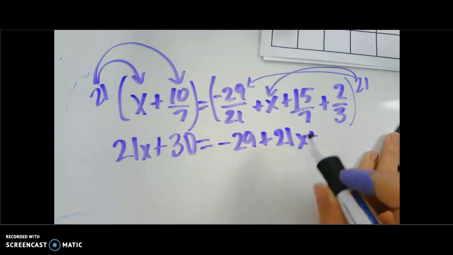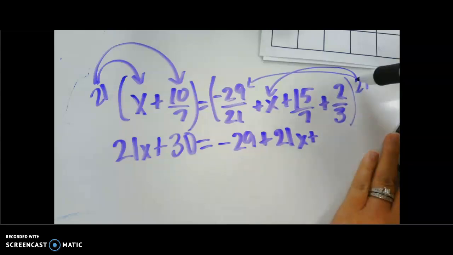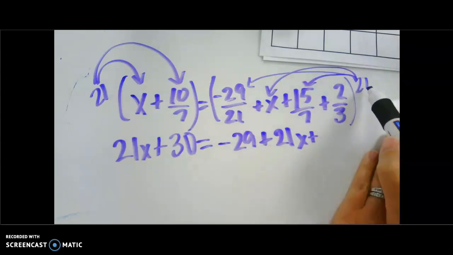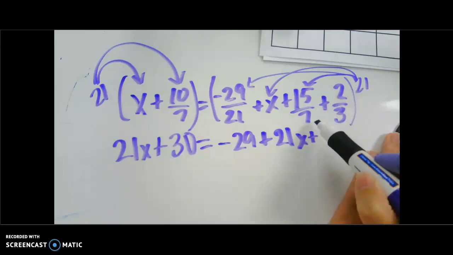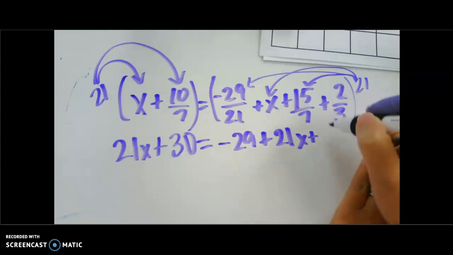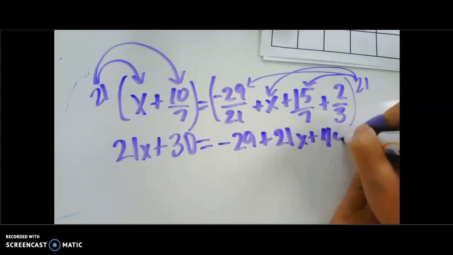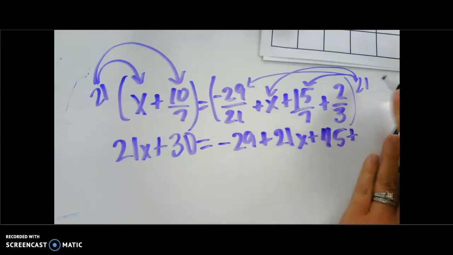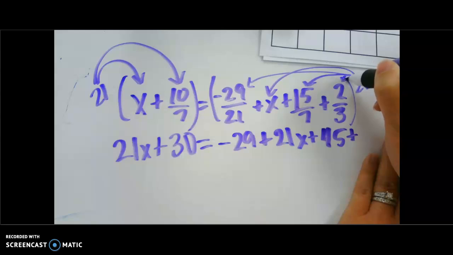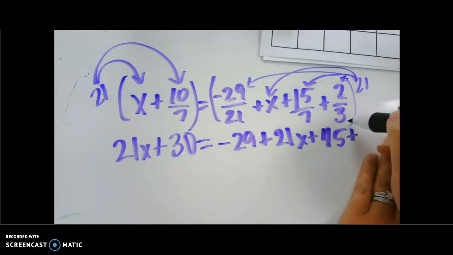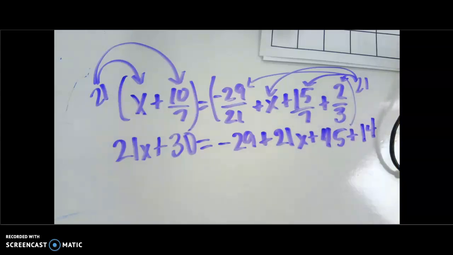Now we're going to take that 21 times 15 sevenths. So 21 divided by 7 is 3. 3 times 15 gives us 45. And then finally, 21 times 2/3. So 21 divided by 3 is 7. 7 times 2 is 14. So that's where I am.